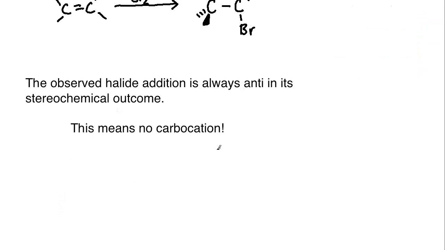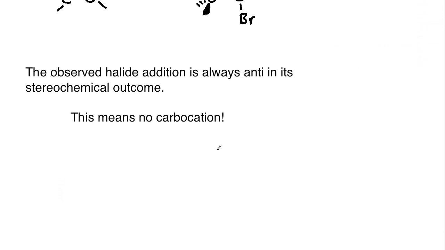Now, there's something very important in this reaction, which is that the observed halide addition is always anti in its stereochemical outcome. So what that means is that when we deal with the two halogens that have added, they will always add to the opposite side or the opposite face of the double bond. They should never be syn addition or on the same side. And this is important because it means that we will not find a carbocation present during the reaction.